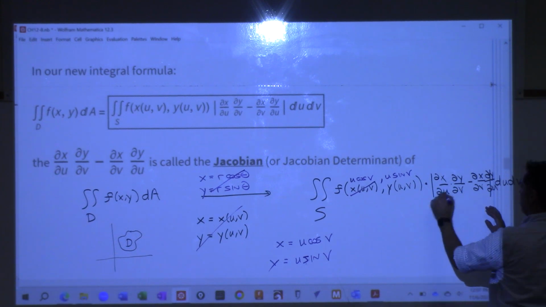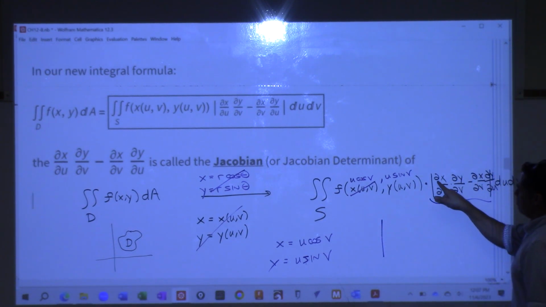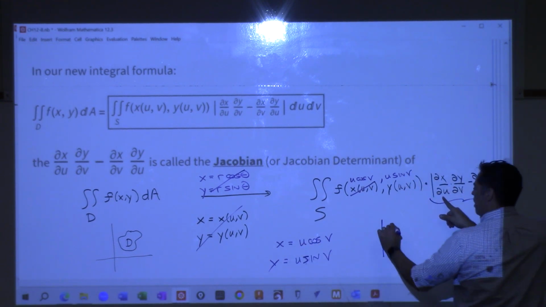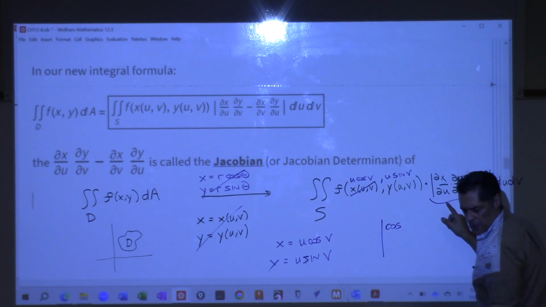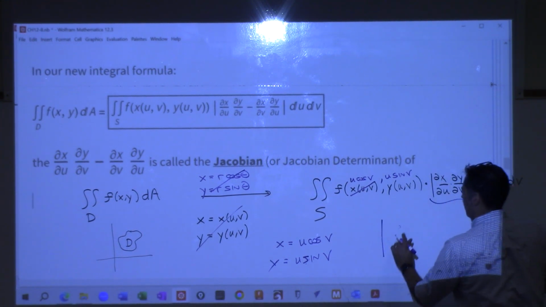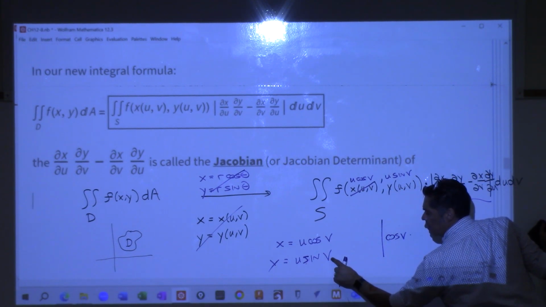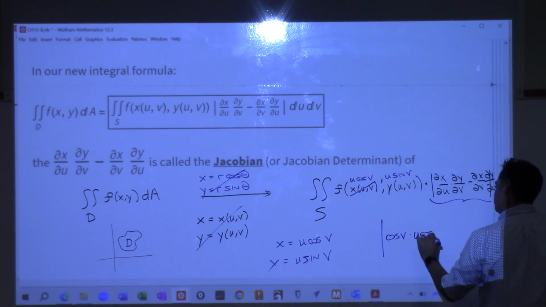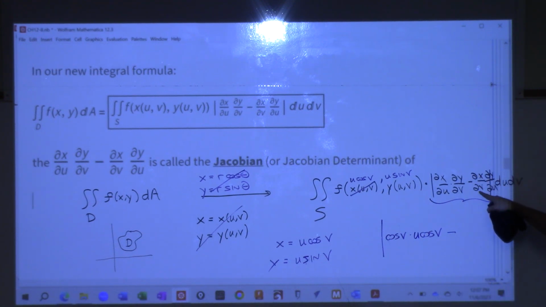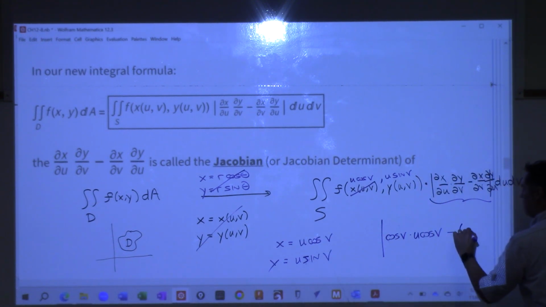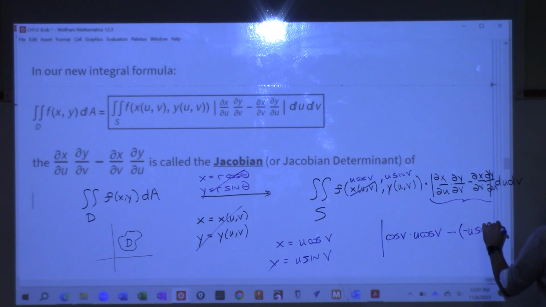Let's do it. I want to do this part right here. What is the partial of x with respect to u? The partial of u cosine v with respect to u is cosine v, times the partial of y with respect to v. The partial of u sine v with respect to v is u cosine v. Minus the partial of x with respect to v, which is negative u sine v.